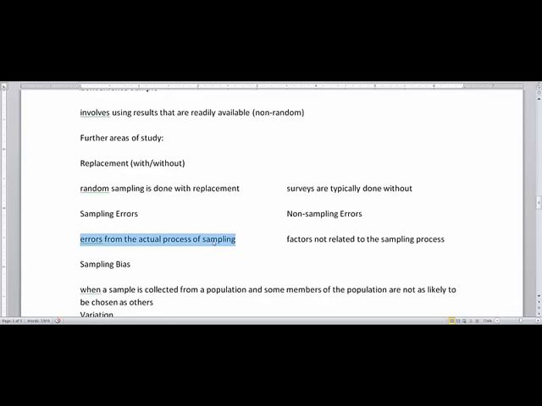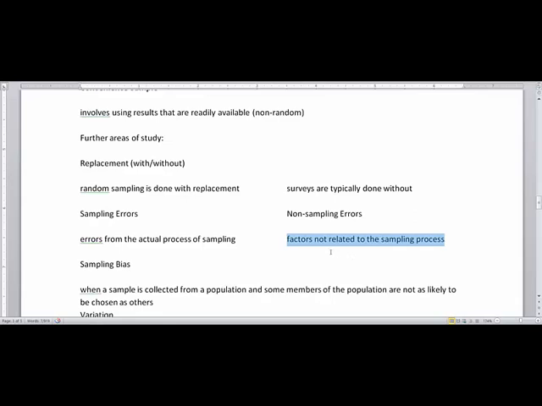But a non-sampling error is when you have factors not related to the sampling process. Most common is a computer glitch, where you entered in all the correct information, but because of something that went wrong on the computer, a file got corrupted. There's a possibility of a non-sampling error.